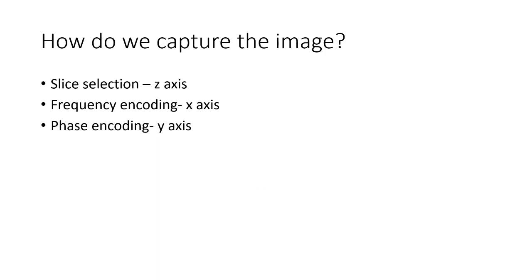So now we have got the image. Now we have to capture the image. So how do we do it? We have to capture the image in three axes: Z axis, X axis, and Y axis, because in the computer image, each pixel will have three components. Along the Z axis we do it by slice selection, along the X axis by frequency encoding, and along the Y axis by phase encoding.